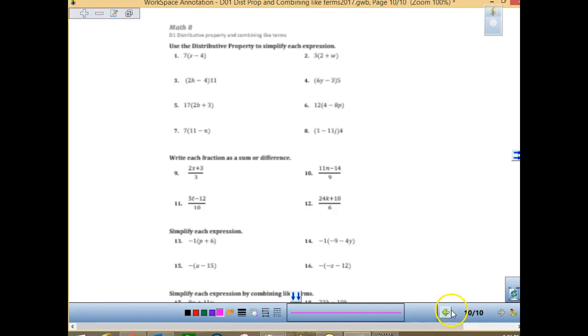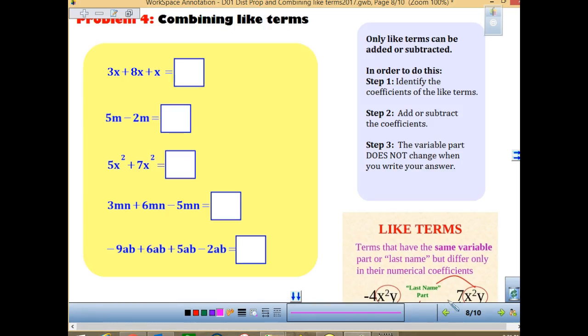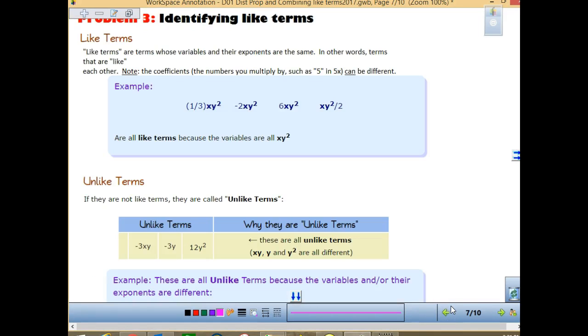Didn't need to do that. All right, so let's go back here. So combining like, oh no, we got to read that part before that. So, Chastity, you ready to read first? Like terms, please.